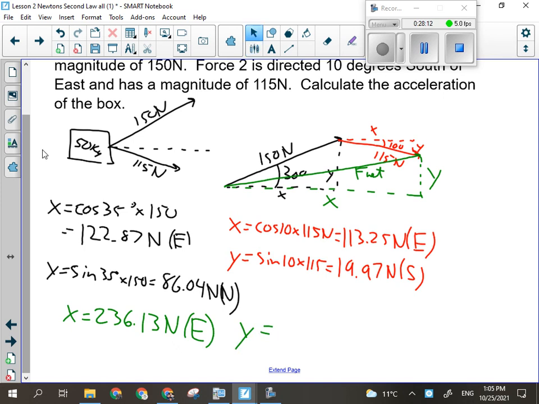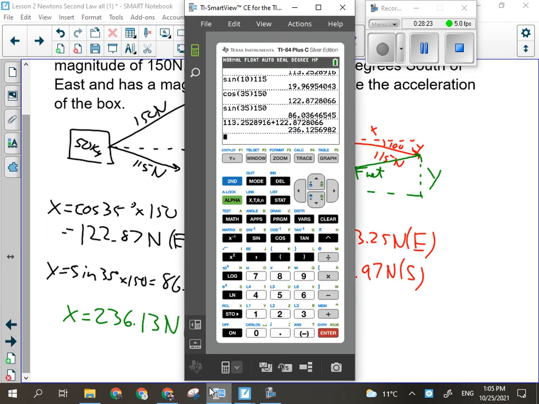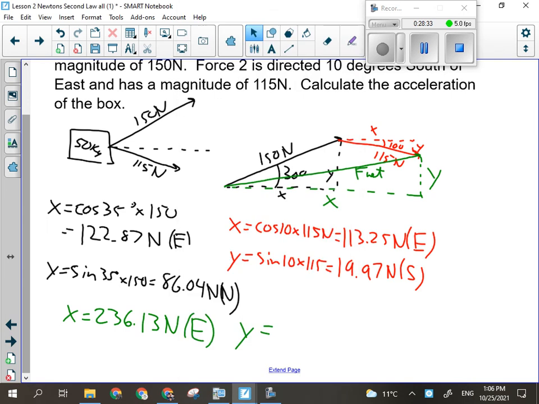And green y. Do I add or subtract them? This time I subtract because one's north and one's south. So that'll be our 19 and our 86, that one minus that one. 66.07 newtons, and that is north.